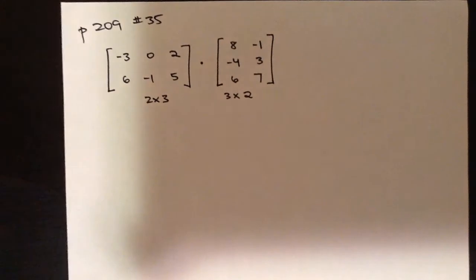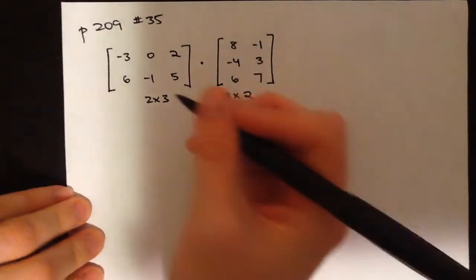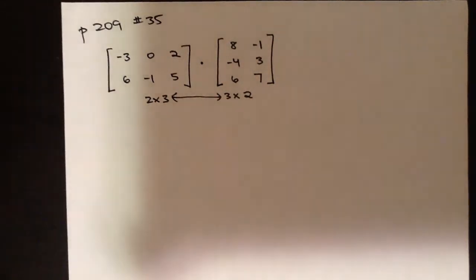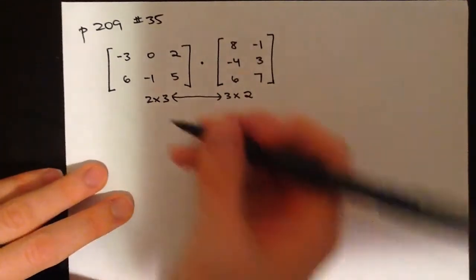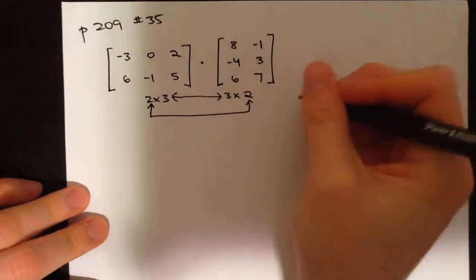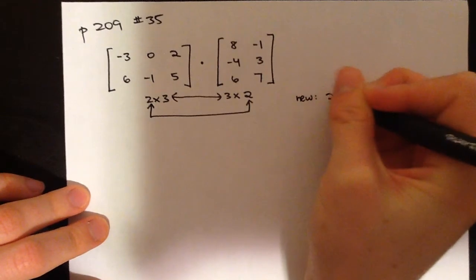So the way we figure out if you can multiply 2 matrices together is you look at these middle numbers. These 2 middle numbers are the same, which means we are allowed to multiply them together. If they are not the same, that doesn't mean you can rearrange the order of the 2 matrices. You leave them just the way they are. It just means that you can't multiply them together. And then the new size is going to be these 2 numbers. So the new size will be a 2 by 2.